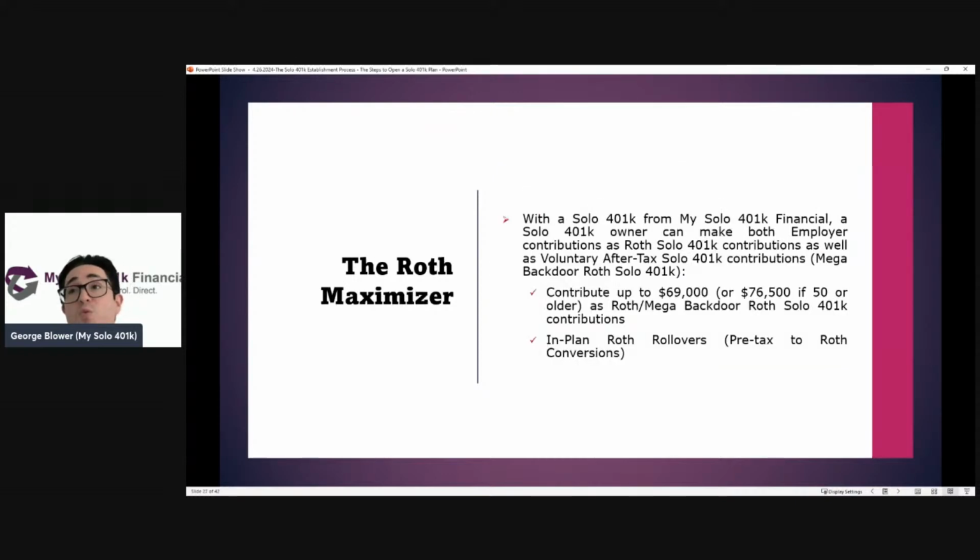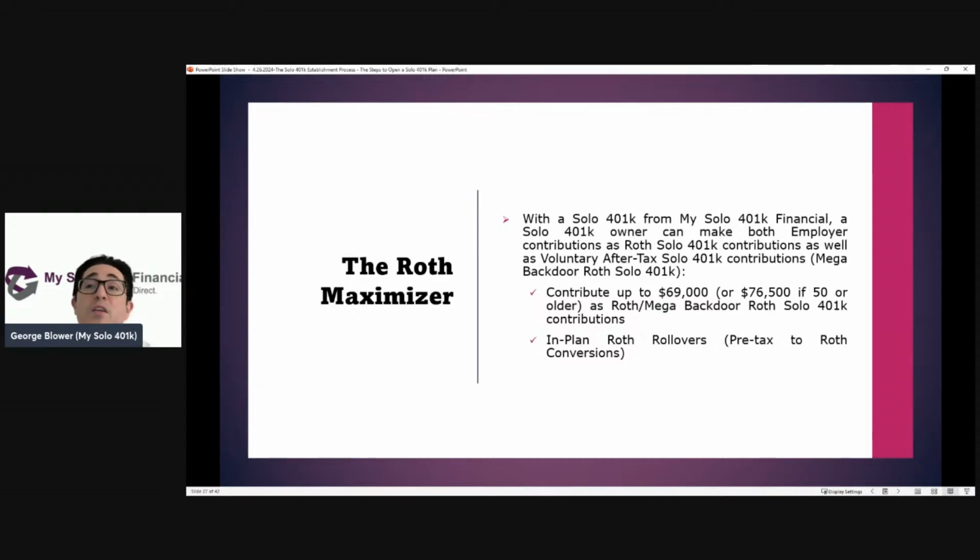Another great use case would be someone that wants to maximize Roth contributions, right? Because our plan not only allows for employer Roth contributions and employee, it also allows for the Mega Backdoor Roth solo 401k, which is how folks are able to contribute up to $69,000 or even $76,500 if they're 50 or older.